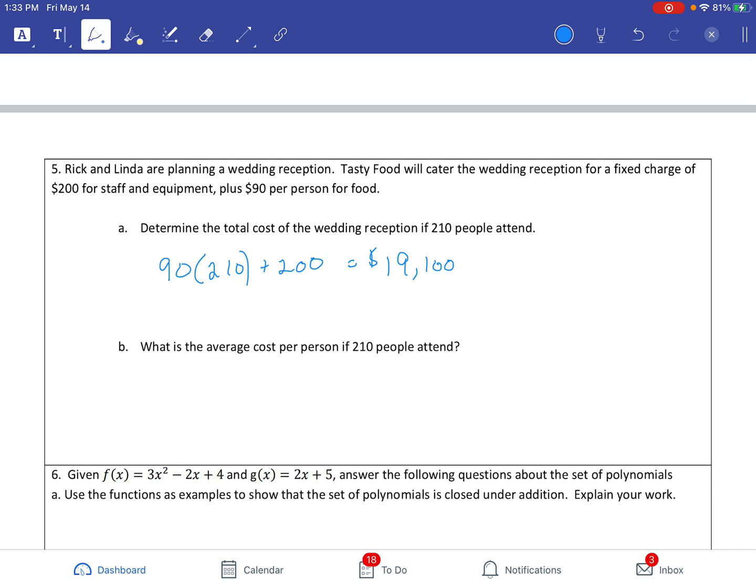All right, what's the average cost? We take that total cost that we just found out, 19,100. We divide it by how many people came. So it cost $90.95.